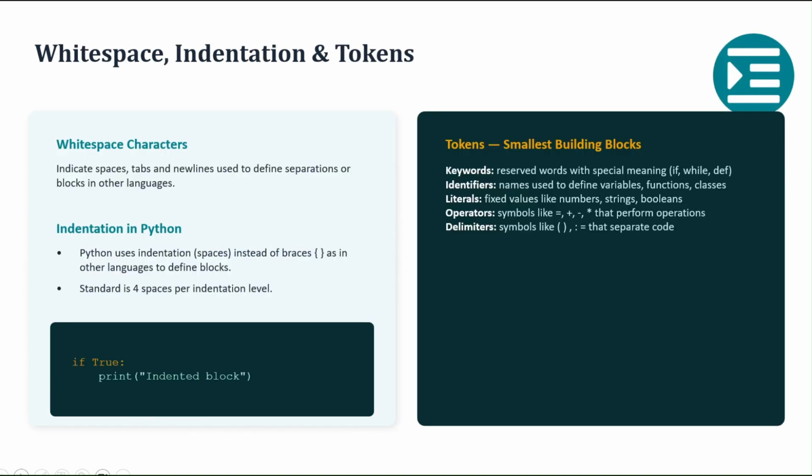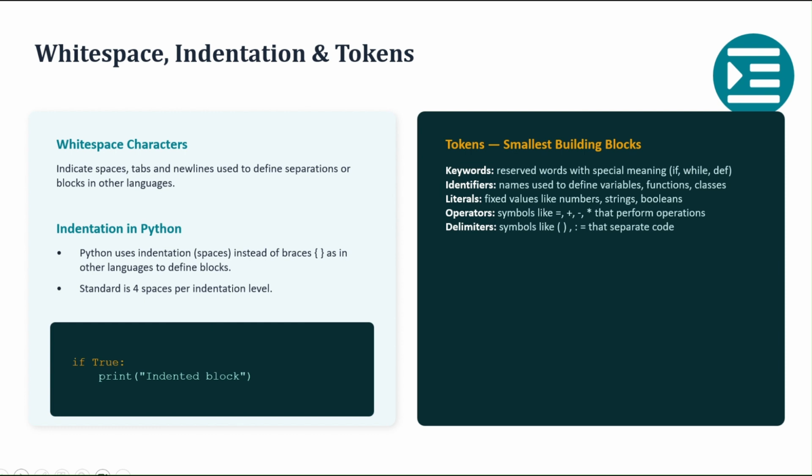Alright, this one is super important in Python, probably more than any other language. In languages like C or Java, you use curly braces to define blocks of code. Python, no curly braces. Python uses indentation, literally spaces. So if you write an if statement and don't indent the next line, error. If you use 3 spaces instead of 4 might cause issues. Python is strict about this. Standard is 4 spaces per level. Use your tab key and make sure your editor is set to spaces, not tabs. VS Code handles this automatically, so you're good.